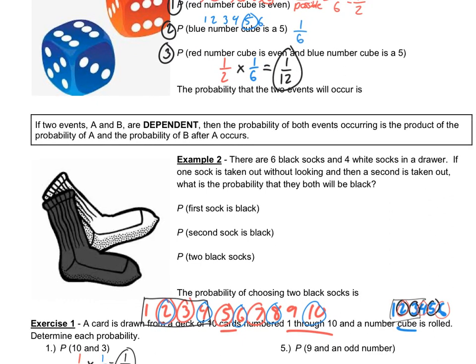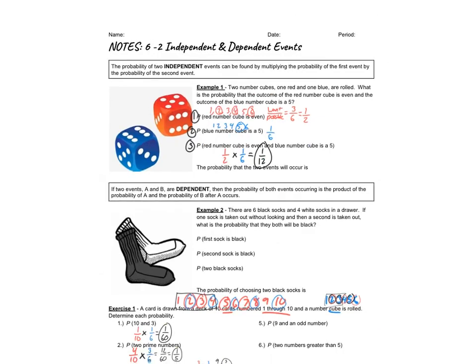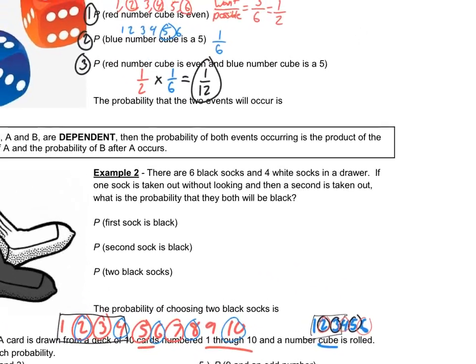So now when we're talking about dependent situations, what that means is one draw or one roll or whatever else affects the next probability. So when one probability affects the next, we are talking about a dependent situation. All these other ones that we just did were all independent because one did not affect the next. I'll show you what I mean on this one.